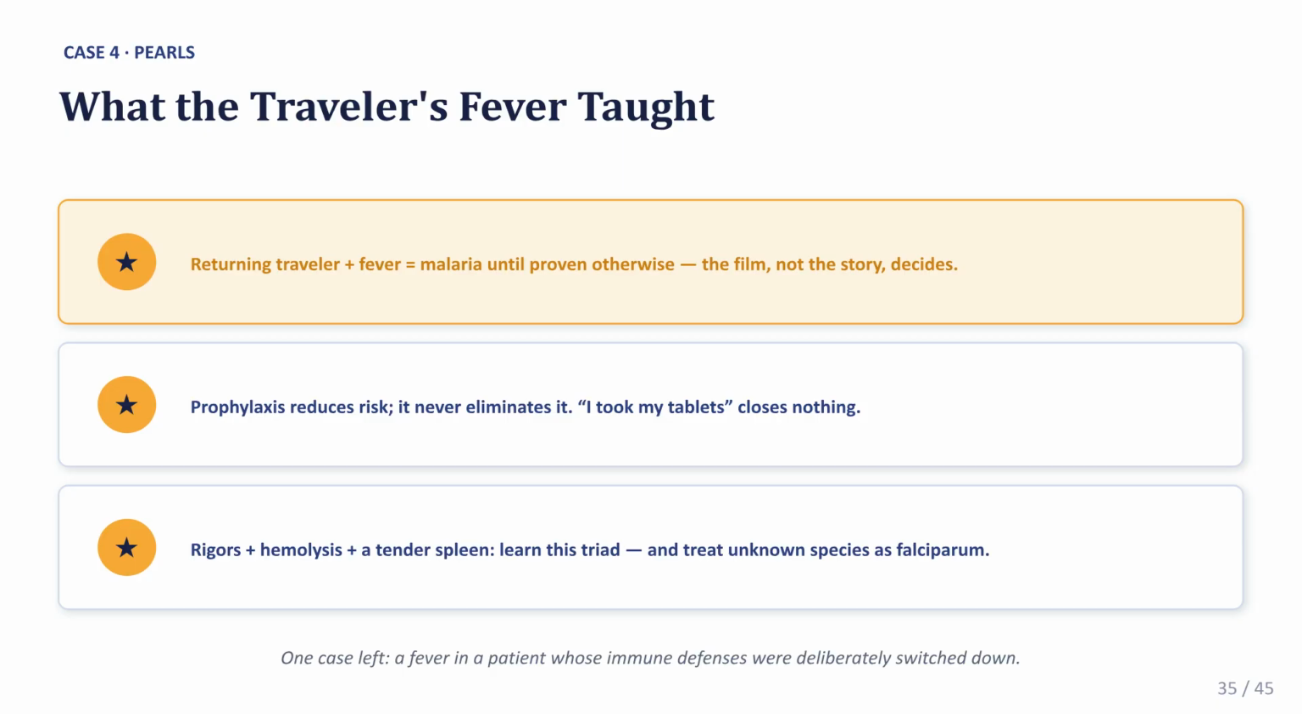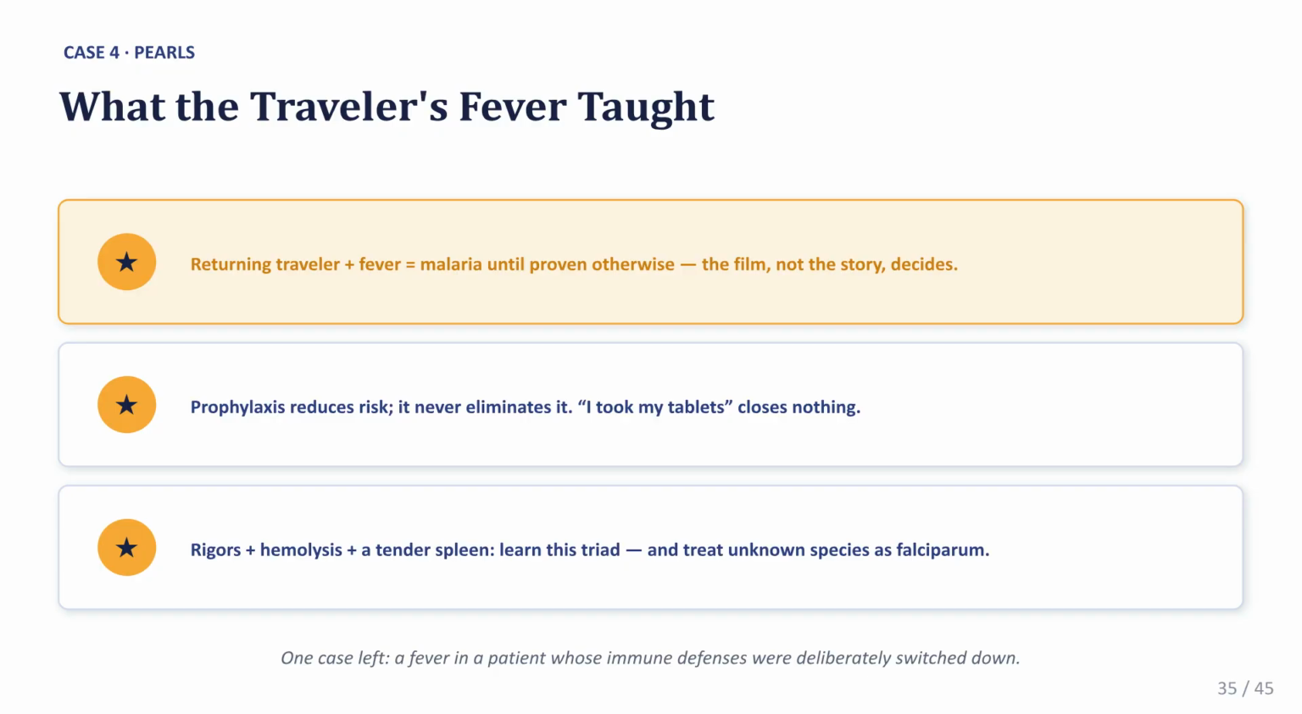3 pearls from this case. First, a returning traveler's fever is malaria until proven otherwise by a blood film. Second, prophylaxis is never a total shield. Tablets don't close the case. Third, recognize the triad of rigors, hemolysis, and a tender spleen.